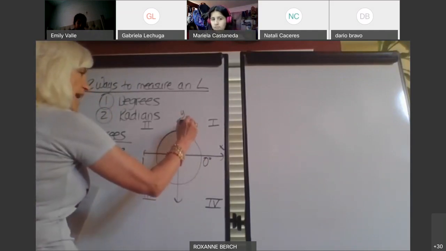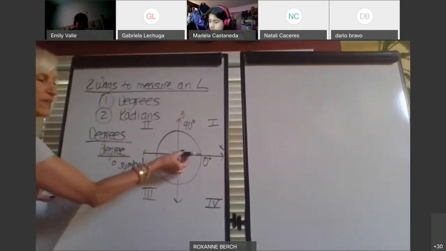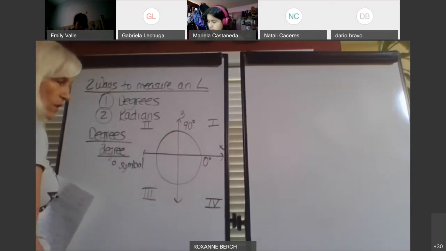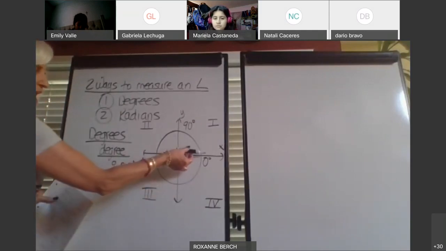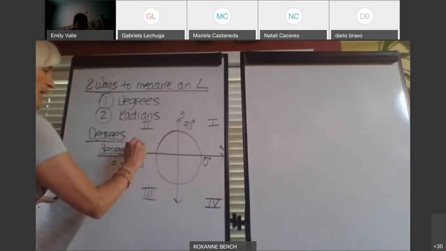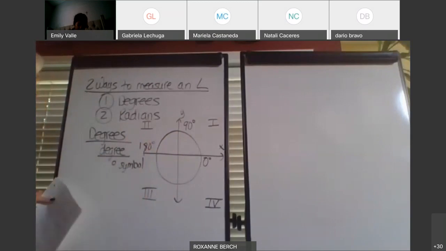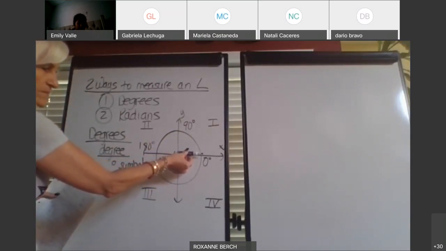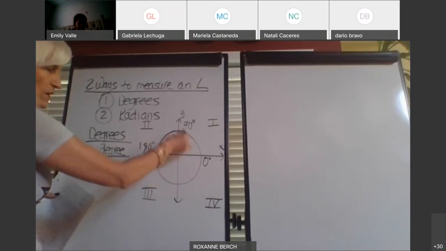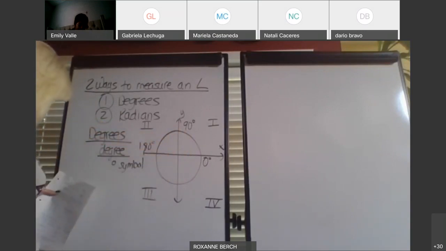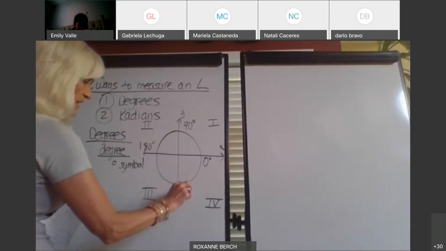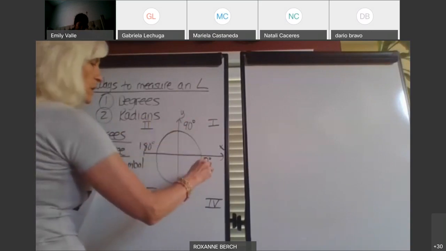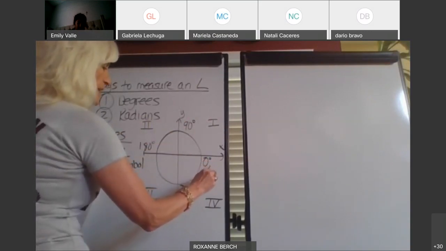You all know what a 90-degree angle looks like. So that would be the initial side here and the terminal side there, and it forms a right angle. A half a revolution would be a 180-degree angle. If you go from standard position from here to down here, that angle would be 270 degrees. And a full revolution would be 360 degrees.